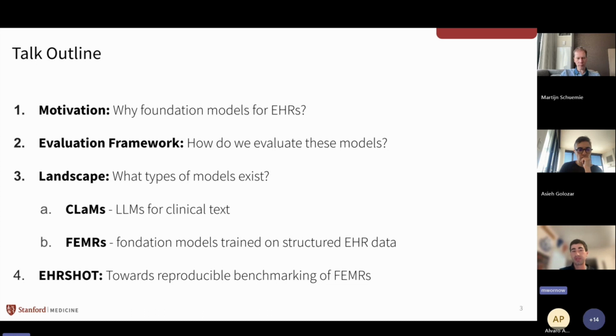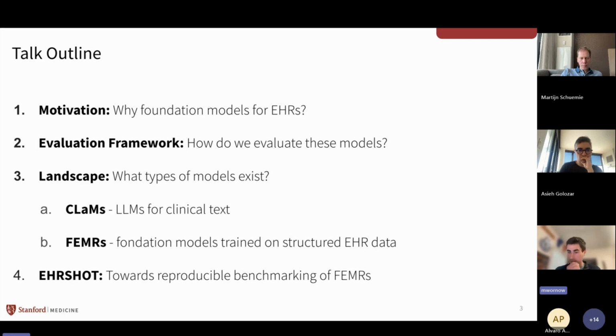So, what types of models exist, and there are two main types of foundation models that we ended up looking at. The first is what we call clinical language models, or CLaMs, and these are basically large language models just trained on or used for clinical text, so things like ChatGPT or GPT-4. And then there's this other category of models, what we call FEMRs, which is a foundation model trained on structured EHR data. So not really focused on text or natural language per se, but more focused on the language of EHRs, so to speak. So, ICD codes, CPT codes, things like that.